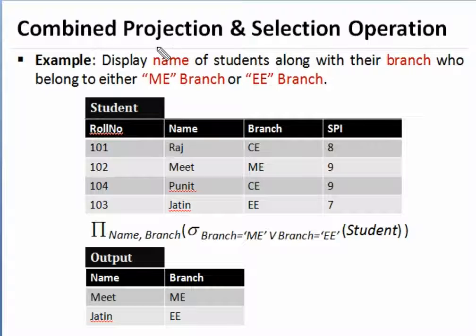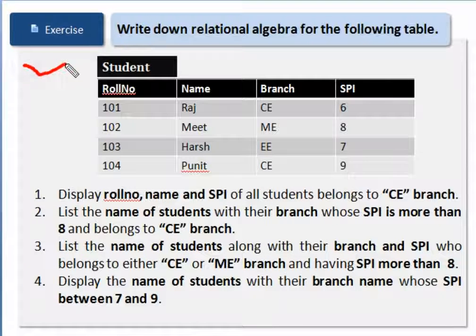Here is another example of a combination of projection and selection. Okay, check closely by yourself. And you have to do some exercises by combining projection and selection operations. Okay, that is available in the next slide. Okay, note down this exercise. Write down the relational algebra for the following table. Okay, so here the same student table is available. You have to find out the relational algebra for this number of queries.